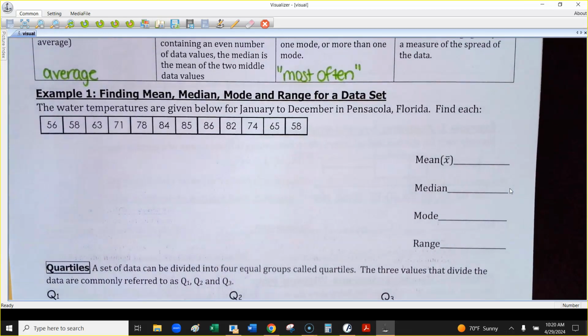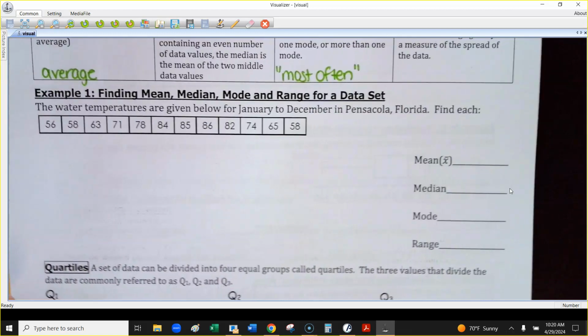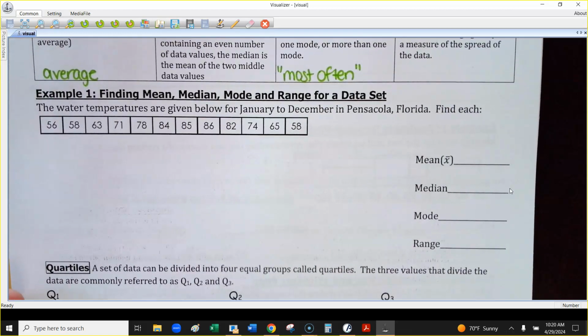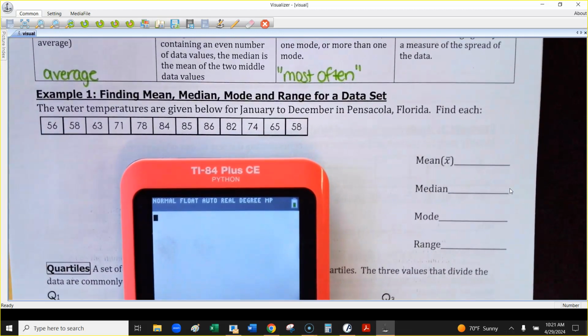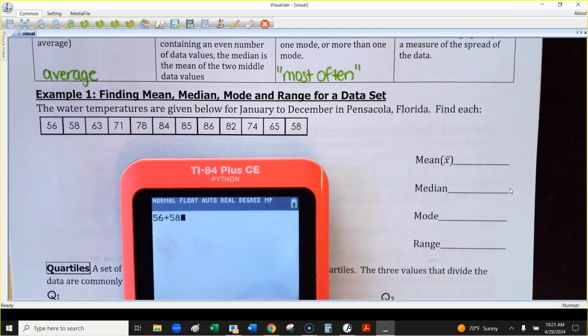And this just says these are water temperatures measured in Pensacola, Florida from January to December. So all 12 months. And just kind of the average temperature. Okay, now for calculating the mean, you guys know you're going to want a calculator if you don't have one. We're literally just going to add these numbers up. So just add 56, 58, just down the line. I'm going to add all 12 of these lovely numbers.